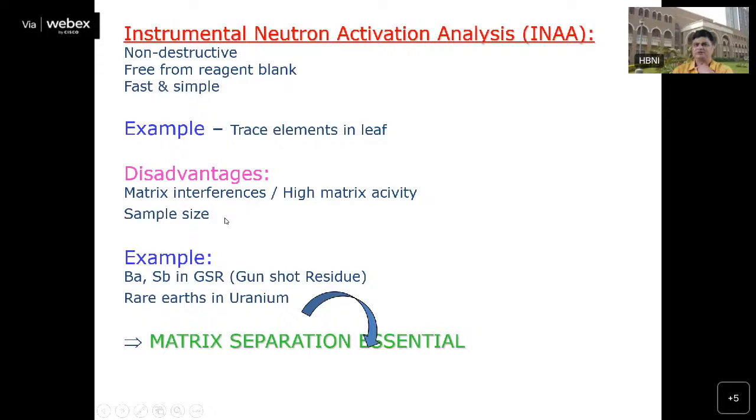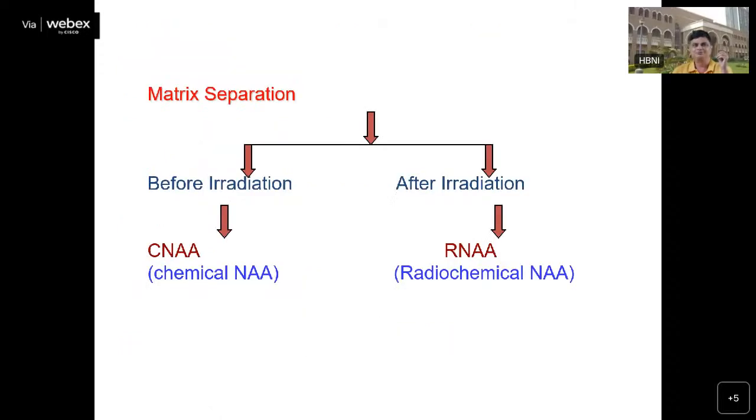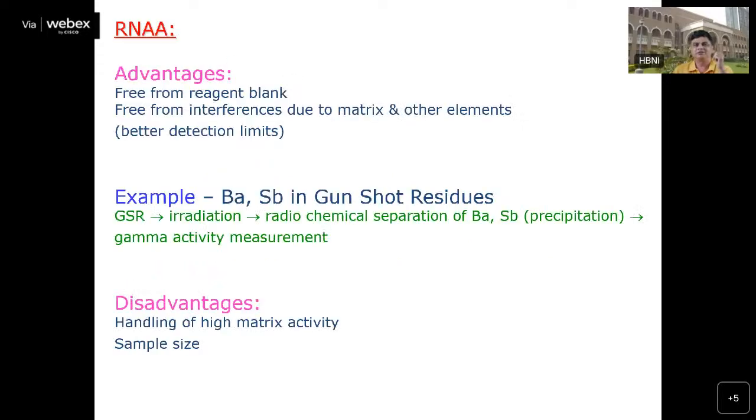What are the disadvantages? There are matrix interferences, because if you are analyzing arsenic, lead or cadmium, there may be so many other elements present. So the matrix interference is there, and high matrix activity will also be generated because of those various elements. And then again the sample size, because we cannot use a large sample size.